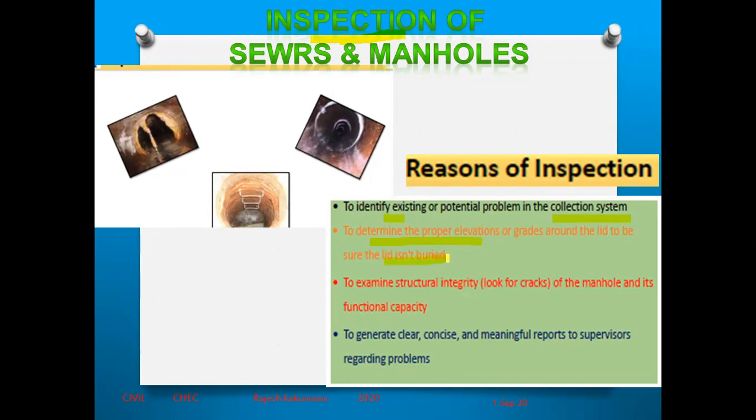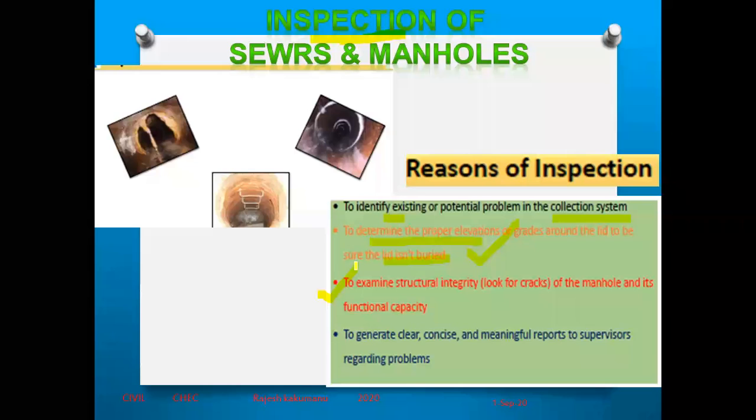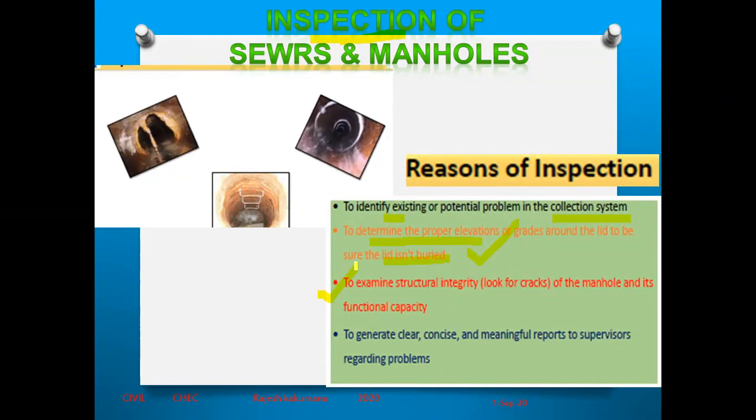it. So the lid and whatever the cover is on the manhole, determine the proper elevations or grades around the lid. It also should be properly inspected. Next, the third one, to examine structural integrity, look for cracks in the manhole and its functional capacity. What is the next thing to inspect? To examine the structural integrity of the manhole and its functional capacity.